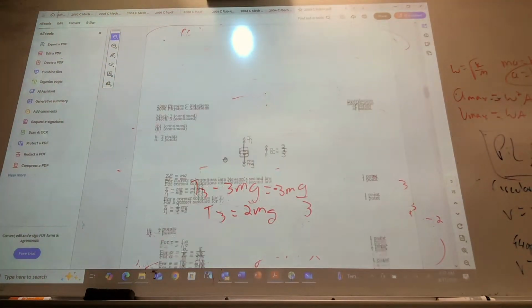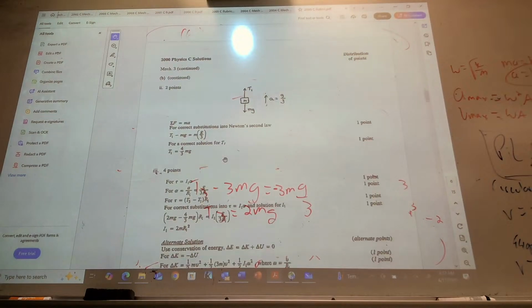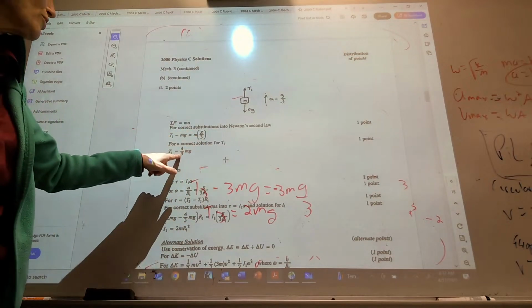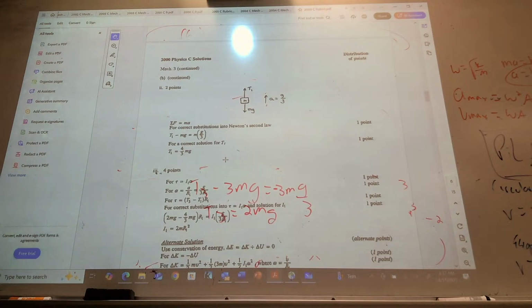Then the other one, you just have 1, so that's easier still. Tension minus weight is equal to mg over 3, so you get 4/3 mg.